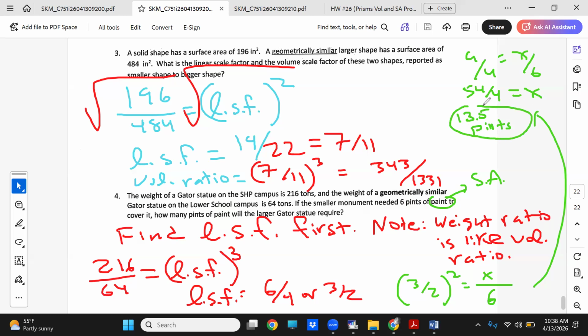So you see it's a process, right? We have to find the linear scale factor, then use it as a bridge to bridge the volume and area ratios together, right? And by doing that correctly, if I square 3/2, which is 9/4, and cross multiply, you should get the correct answer, 13.5. So, okay, good.